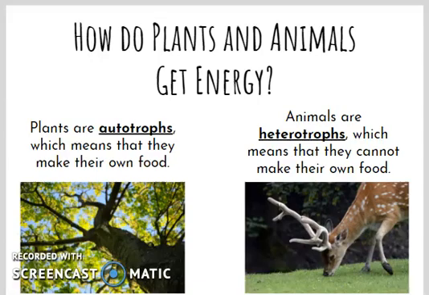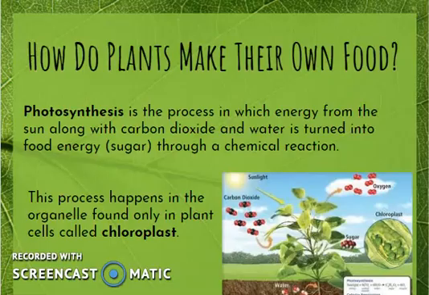Plants are autotrophs, meaning that they make their own food, which is going to help us understand photosynthesis. And animals are heterotrophs, reminding us that they cannot make their own food. They have to get their food from an outside source. And that will help us as we look at cellular respiration.